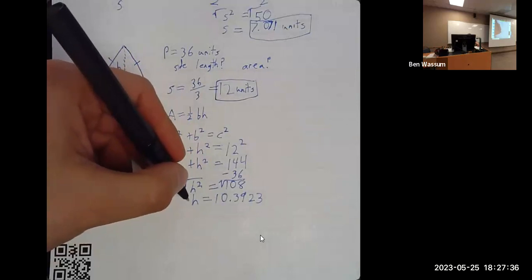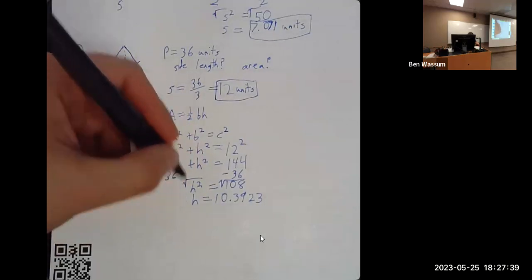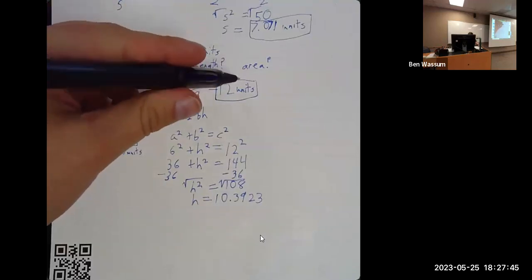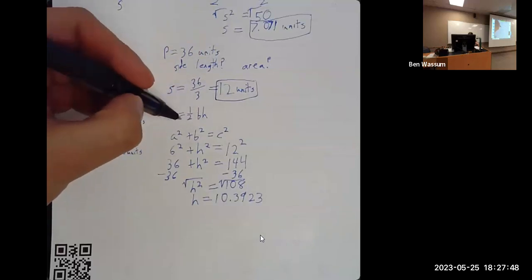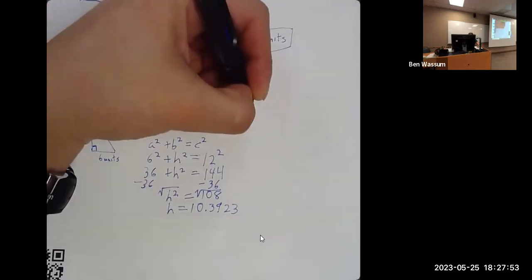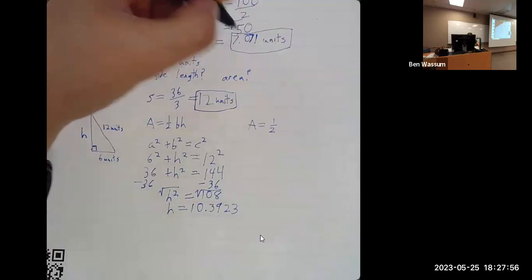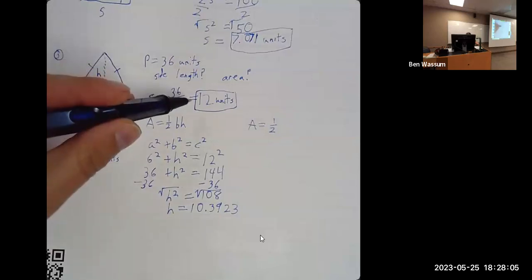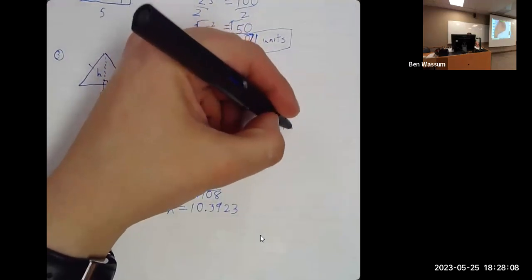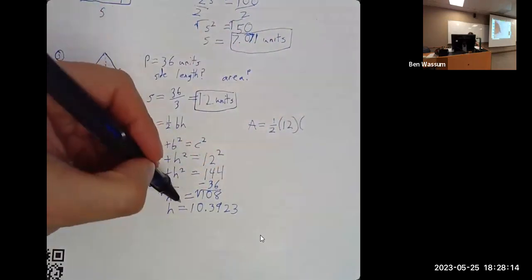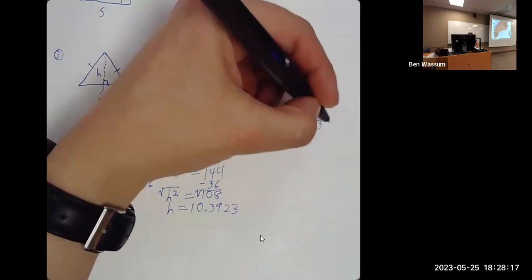Okay, so don't think we're done yet. Remember, we're not looking specifically for the height. We're looking for the height because we needed the area. So the area formula needed that h. So we can go back to our area formula. And going back to our original figure, it's 1/2 the base, which was 12, right? Times the height, which our height we just found is 10.3923.